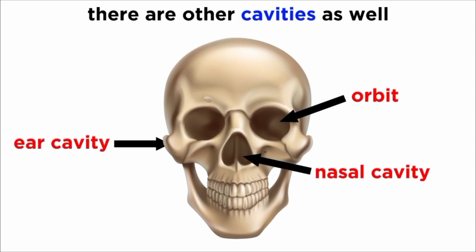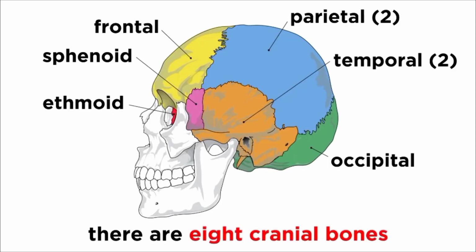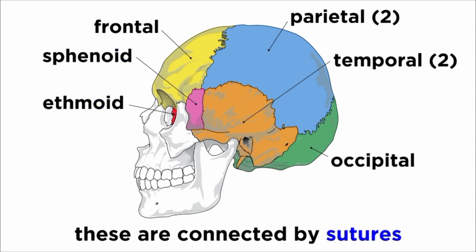There are also ear cavities and nasal cavities, as well as orbits, which house the eyes. Altogether, there are 8 cranial bones. There is the frontal bone, 2 large parietal bones, the occipital bone, 2 temporal bones, the sphenoid bone, and the ethmoid bone. The cranial bones are connected, as we said, by sutures, and those have specific names as well.